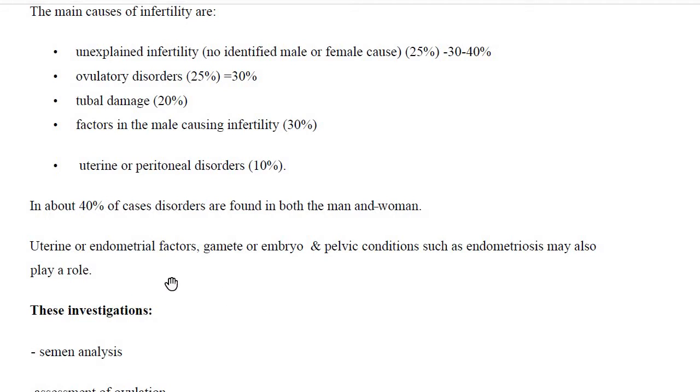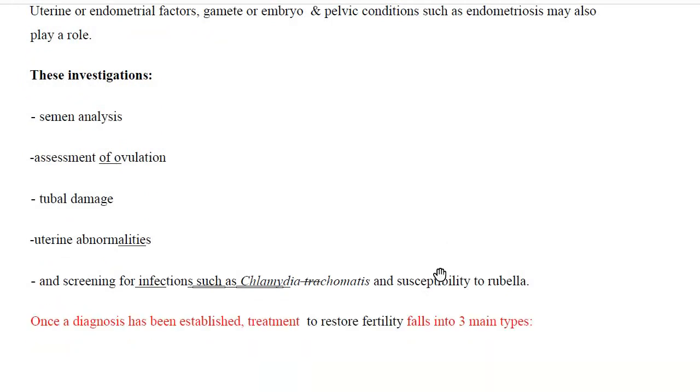So uterine or the emotional factors, gamete or embryo factors, and pelvic conditions such as endometriosis, all of these can play a role, which right now we are not in a position to quantify, but it is speculated that there can be disorders of the endometrium, like improper implantation, could be immunological disorders, could be some problems in the gamete or embryo, and pelvic conditions such as endometriosis. They all have a role to play, but how much we have not been able to quantify.